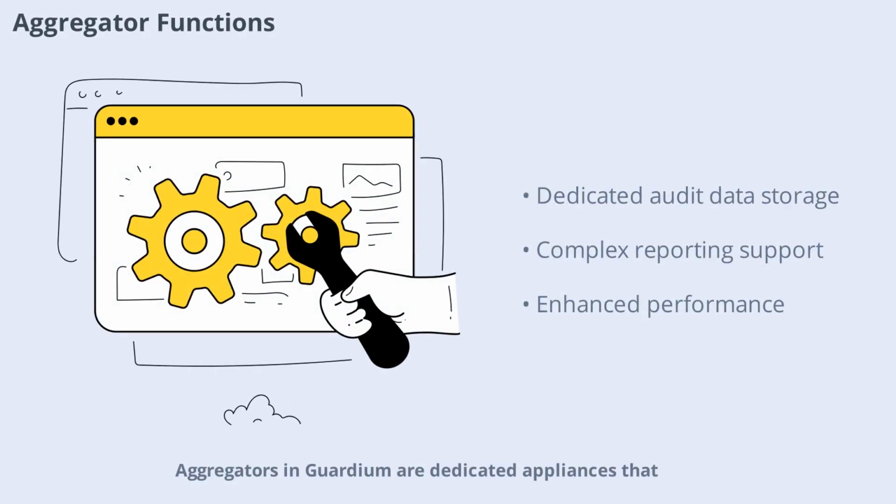Aggregators in Guardium are dedicated appliances that collect and store audit data from multiple collectors. They enable complex reporting without impacting the performance of individual collectors. Reports are generated from the aggregator, ensuring that collectors remain focused on monitoring and policy enforcement. This separation of duties enhances both performance and scalability.